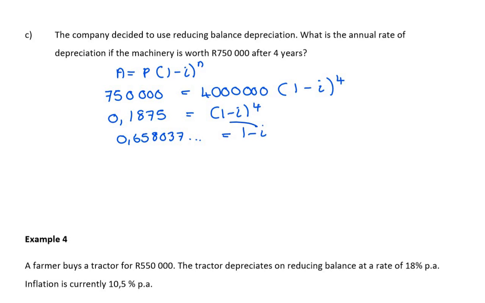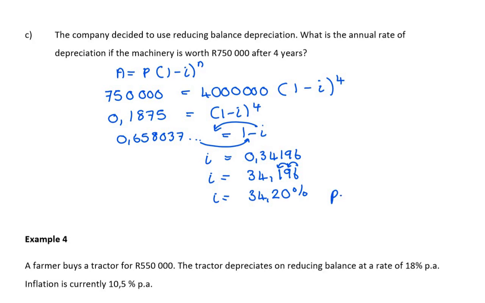So I would probably bring my i to this side to make it positive and take that to that side. So I do 1 minus that answer. And now I get 0.34196. So I times by 100 to get a percentage, and my depreciation is 34.196. So don't forget that the 6 rounds the 9, which rounds the 1. So actually I get 34.2% per annum.